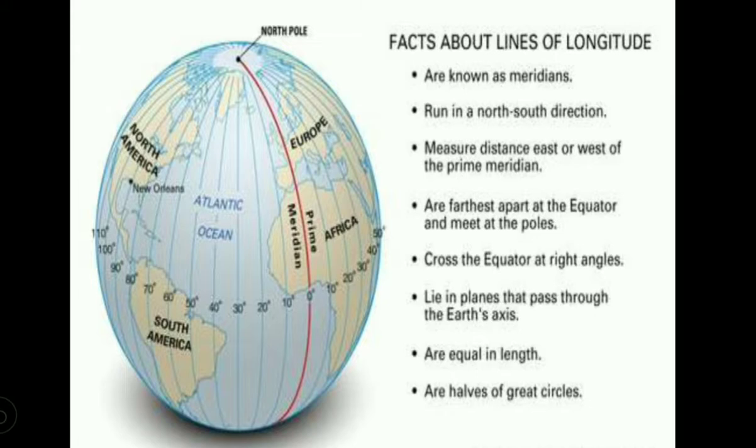What are longitudes? Dear students, facts about lines of longitude. Longitudes are known as meridians. Meridian means noon or midday. The longitudes run in a north to south direction, as I have said: these lines start from the north point to the south point and measure distance east or west of the prime meridian. So the prime meridian is the reference line.